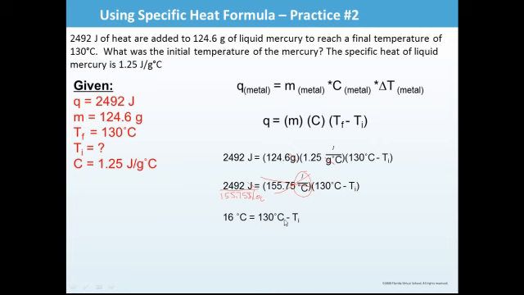Since this temperature here is there, we can subtract it from both sides, and then that will get rid of that value, and that gives us a negative 114 degrees Celsius equals negative initial temperature. Initial temperature is supposed to be a positive T. The variable has to be positive, so we just change the sign on both and we get 114 degrees Celsius. So this mercury started off at 114 degrees Celsius. It added 2492 joules worth of heat, and then it reached a final temperature of 130 degrees.